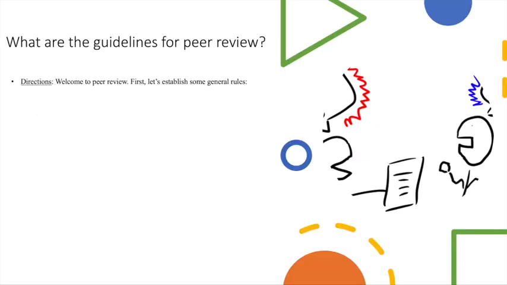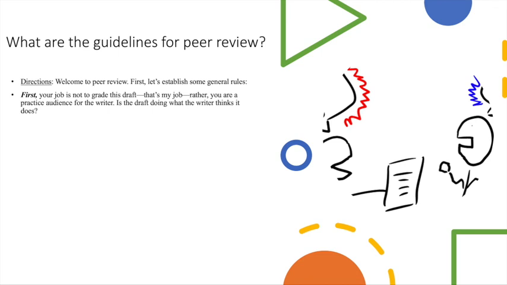So let's talk about some guidelines for peer review. We want to think about these guidelines as almost general rules. Remember I said that to become an effective peer reviewer takes a little bit of practice, and it takes intentional and purposeful practice. So as such, I want to guide you in the direction for how you want to think about peer review in this class.